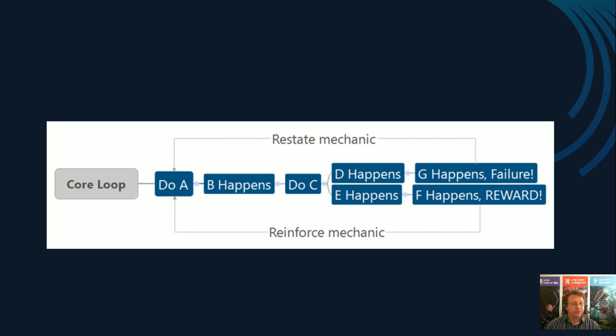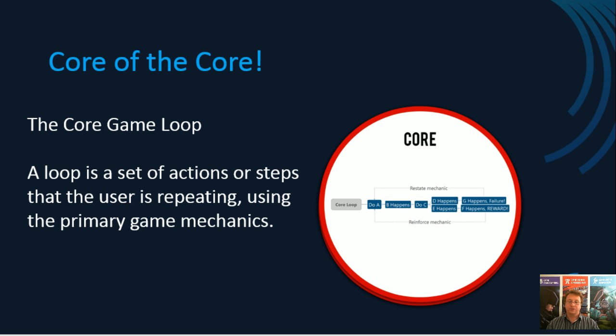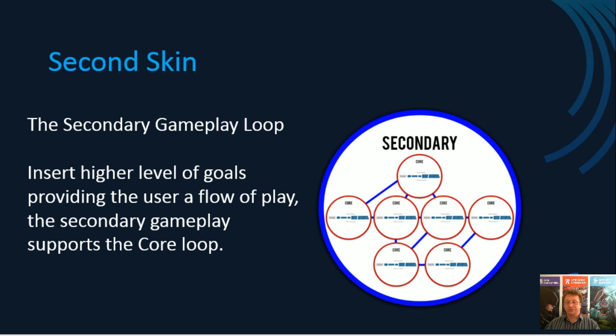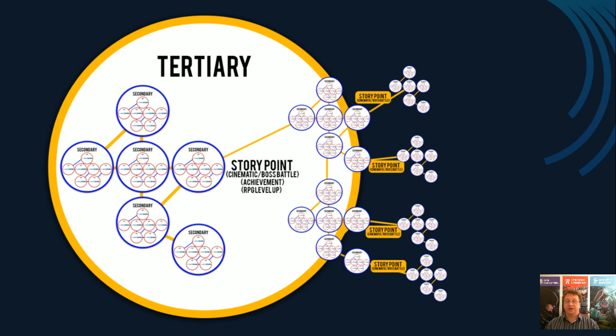Okay. And then just because I like the diagrams, we'll just recap on this one as well. So you can see how one core mechanic gets developed. You can see how that all gets grouped together, and then your secondary, as we talked about, is a supporting role. And then you can see how your tertiary basically starts to put things together, story points, cinematic, boss battles, and so on.